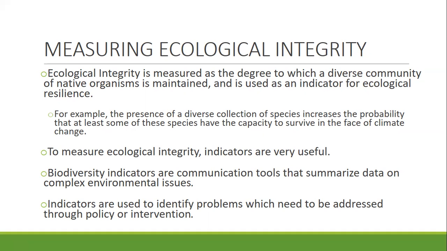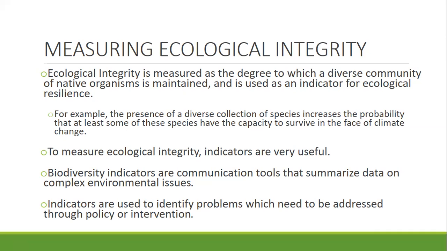So we're not only looking at the numbers of each category of species, but we're looking at the variety or the diversity of species. And once we collect that information, which is an indicator, we can now interpret and infer certain things. In this case, we are inferring that it increases the probability that some of these species will survive climate change conditions.